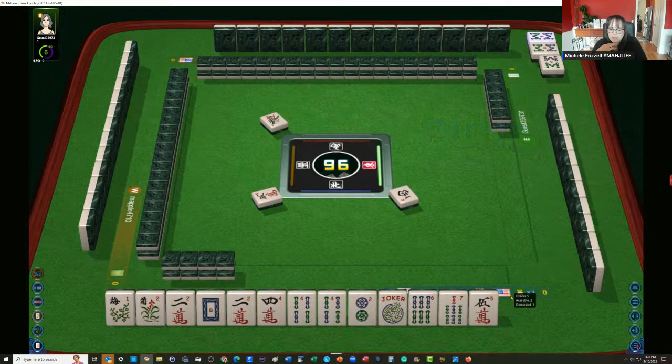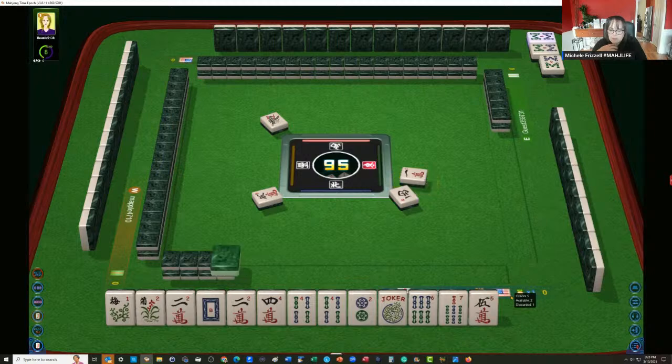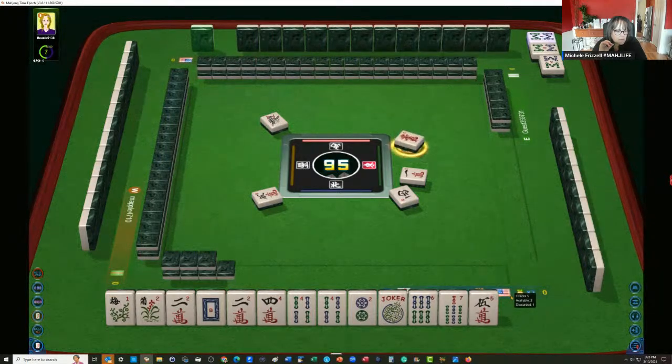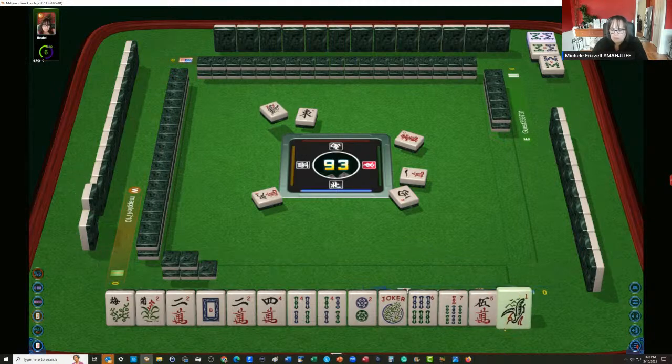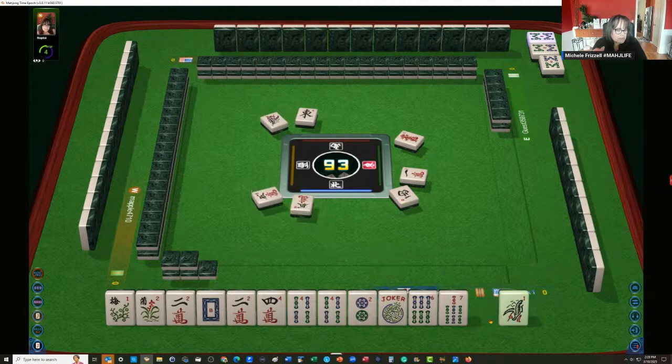Pung. Okay, pung with a joker. That's an edge tile. 1 character. Red dragon. No, they don't, Sophie. East wind. We'll let that go here.